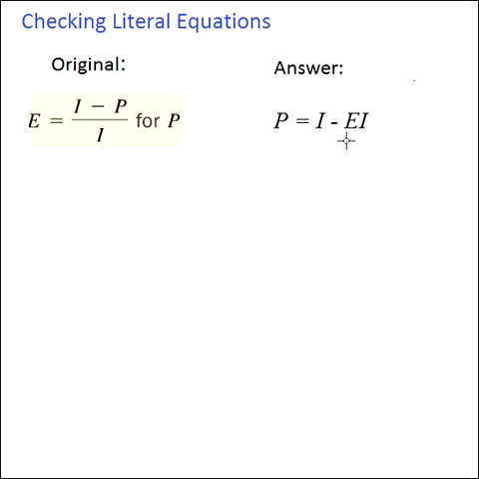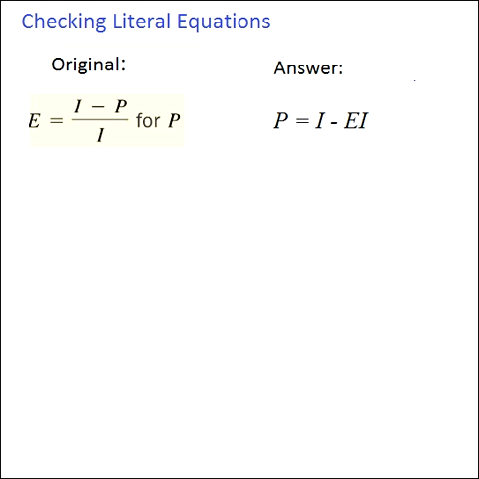P is equal to I minus EI. The way you check it is to start with the final answer and look at the right side of it. Assign a number value to each of the variables on the right side. Work them out and see what that makes the final variable equal to.